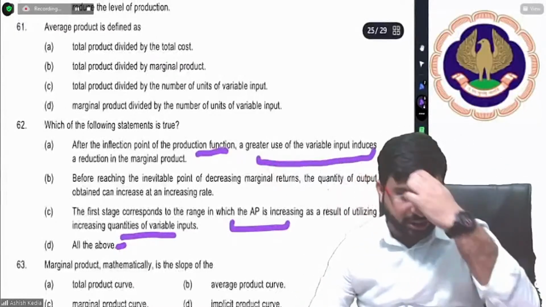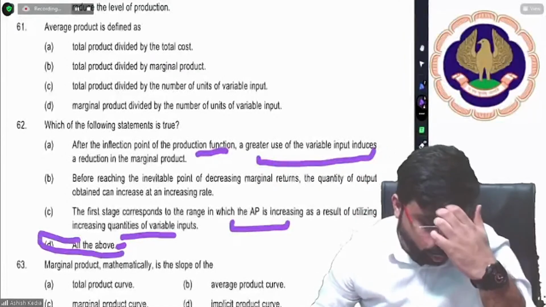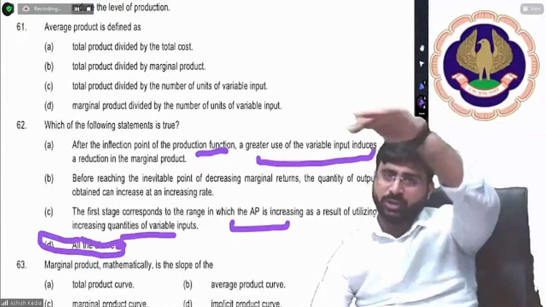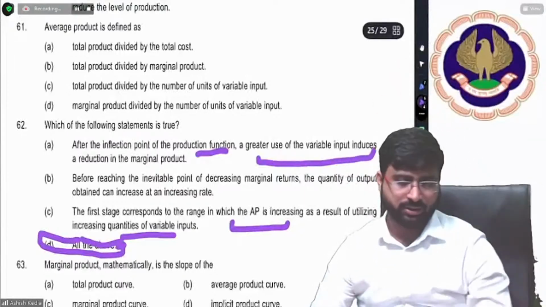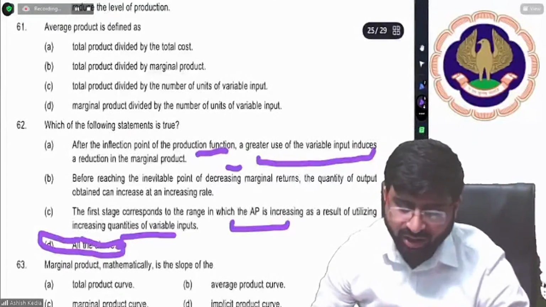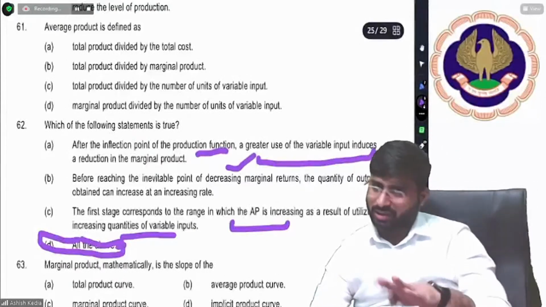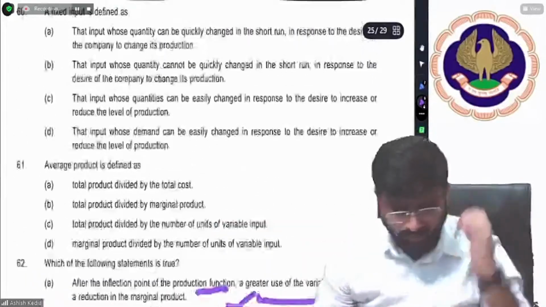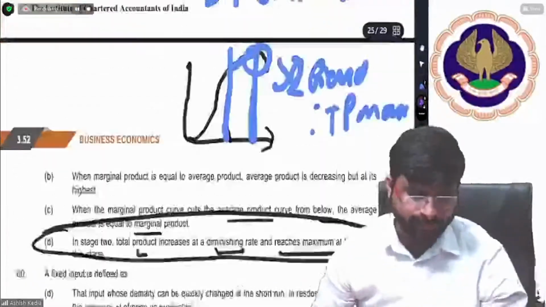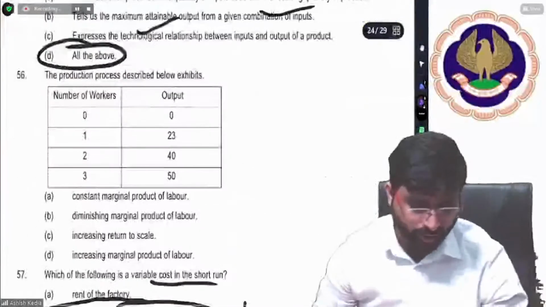Right. So 62 will be D. All of them are true. Yes, at the inflection point, MP starts falling because MP has already achieved its maximum at the inflection point. And yes, before reaching decreasing returns, we first enjoy increasing returns. So all these are correct, not at all wrong. Okay. So now, let's move on to the next one.